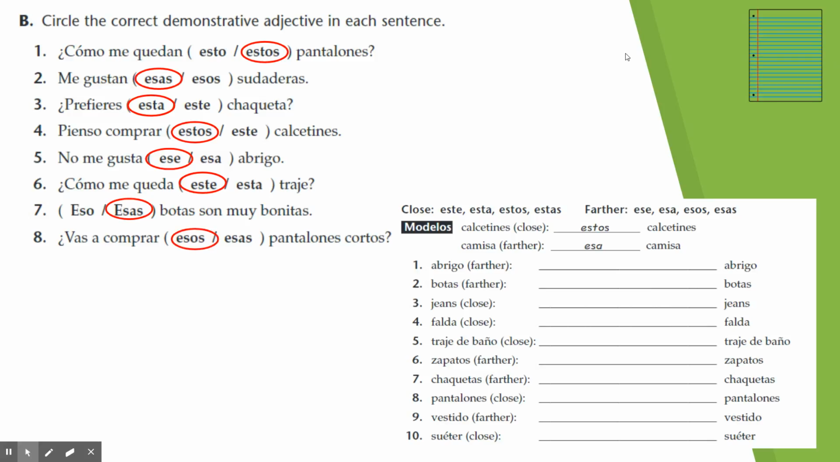Okay, for this last activity, again, I put a reminder up here of which words we're choosing from. Este, esta, estos, estas, or ese, esa, esos, esas. For the example, if it's close and they are calcetines, I'm going to use estos. Camisa, if it's farther away, I'm going to use esa. I would like you to go ahead and write down your answers to number 1 through 10. I'm going to ask you to press pause, and we are actually going to be checking this together when we meet for our clase en vivo. Press pause and then come back when you are finished.